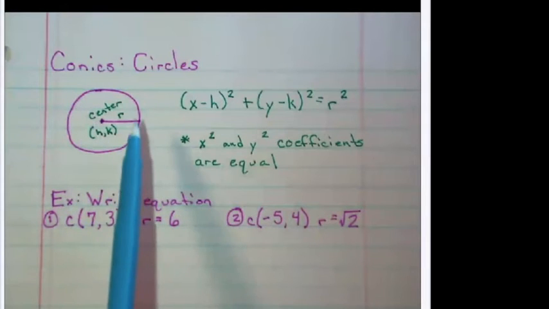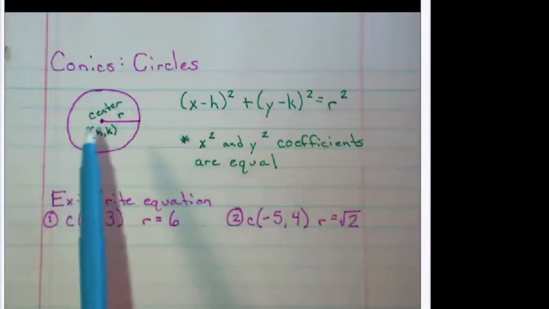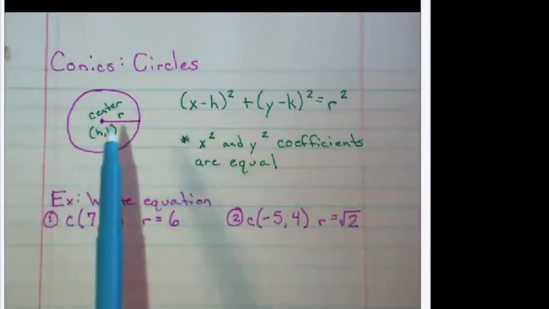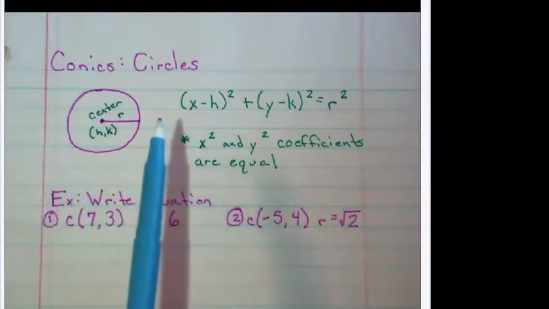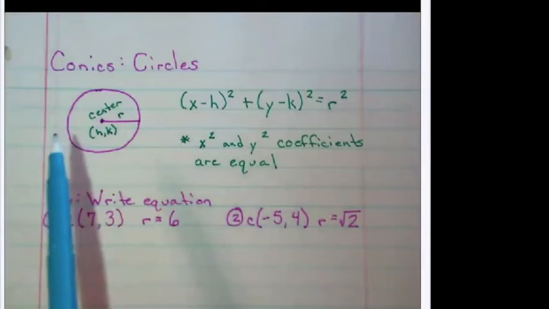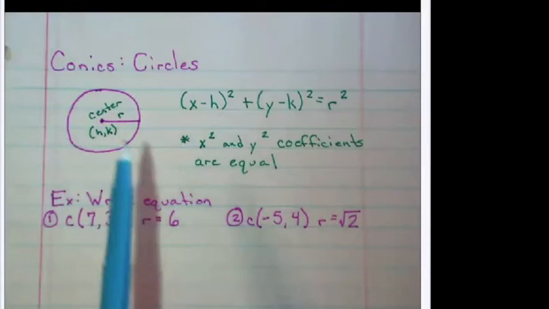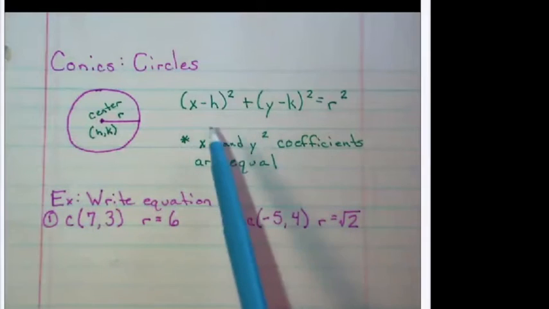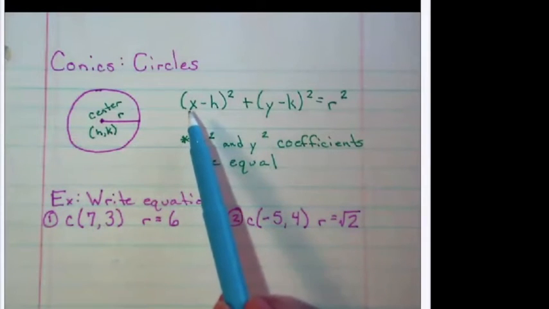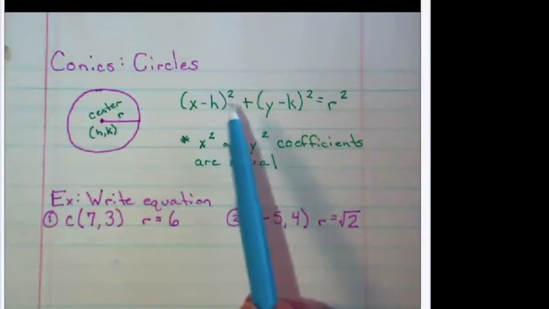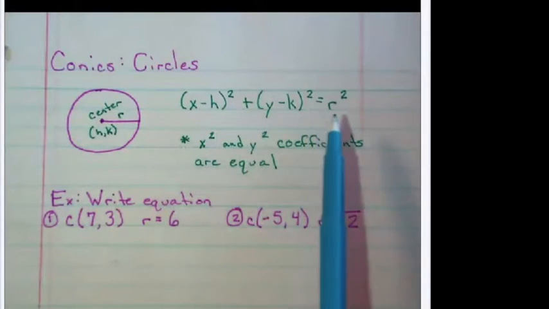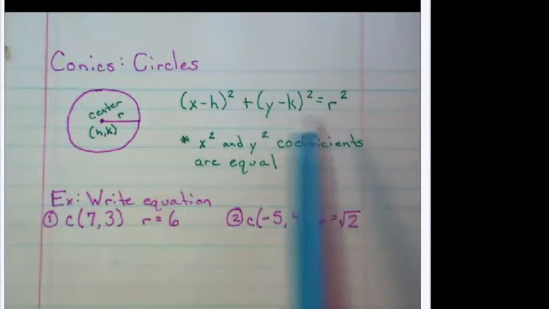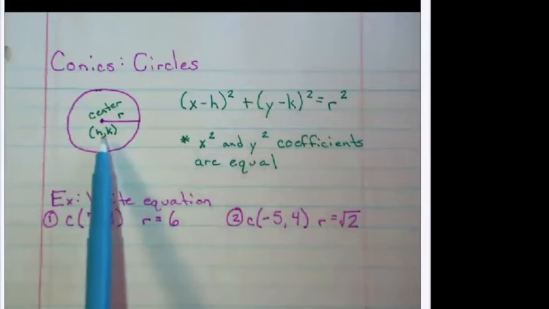We know some of its characteristics. We've got the center. We know that all of the points on the circle are equidistant from the center, and that distance is called the radius. If you double the radius, you've got the diameter. So we've got all of that information. The standard form of an equation looks like this: x minus h squared plus y minus k squared is equal to r squared.